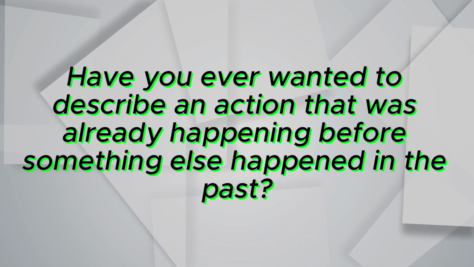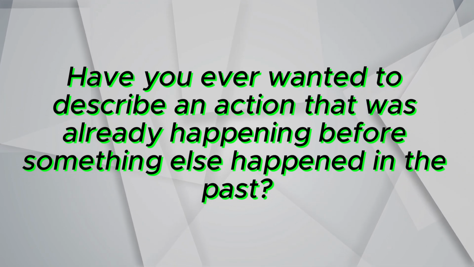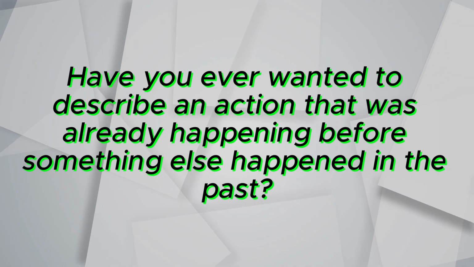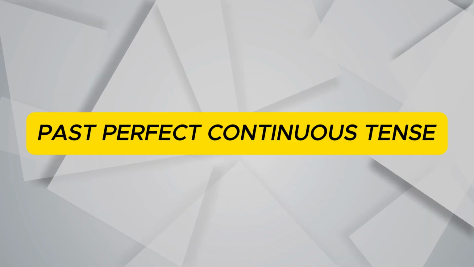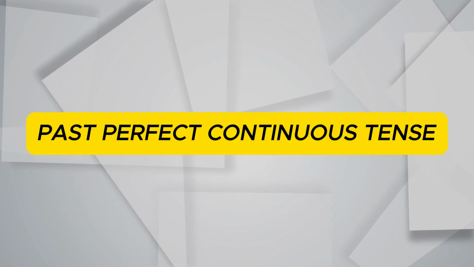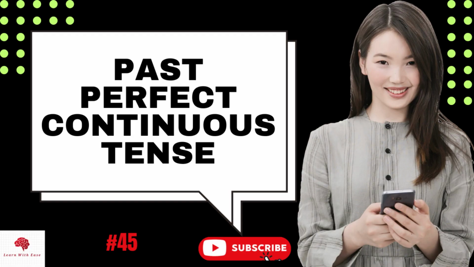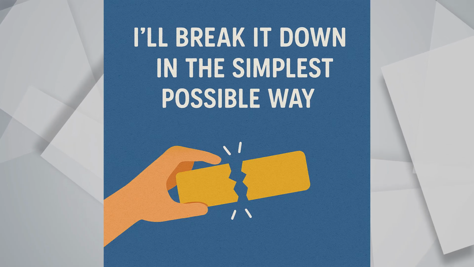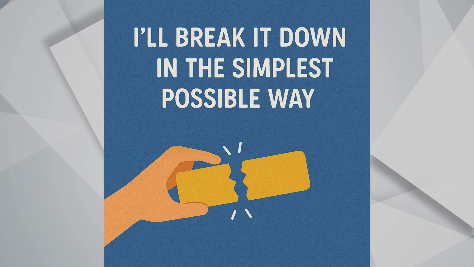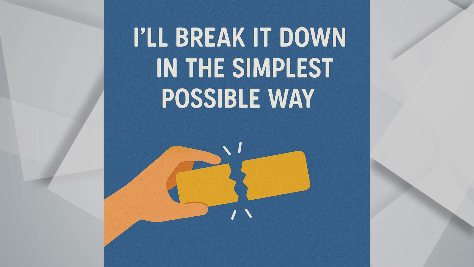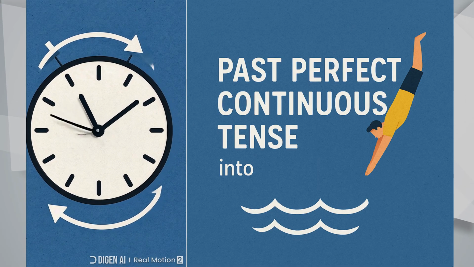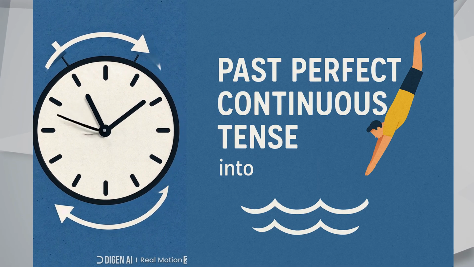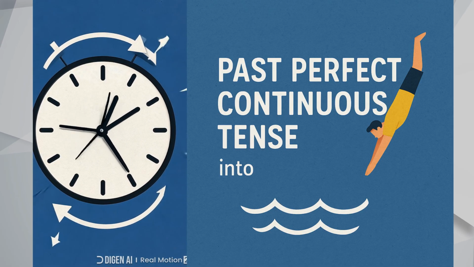Have you ever wanted to describe an action that was already happening before something else happened in the past? That's where past perfect continuous tense comes in. In this video, we will break it down in the easiest way possible with clear examples and tips to make you sound like a grammar pro. So let's rewind time and dive into the world of the past perfect continuous tense.